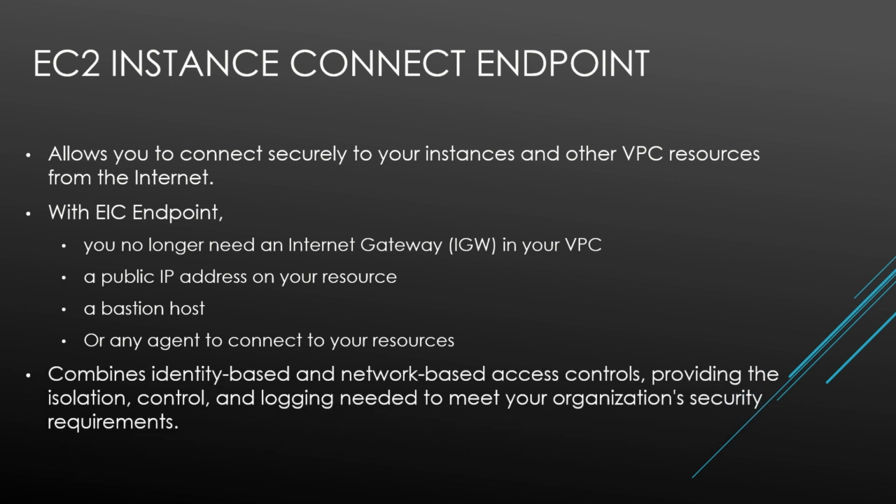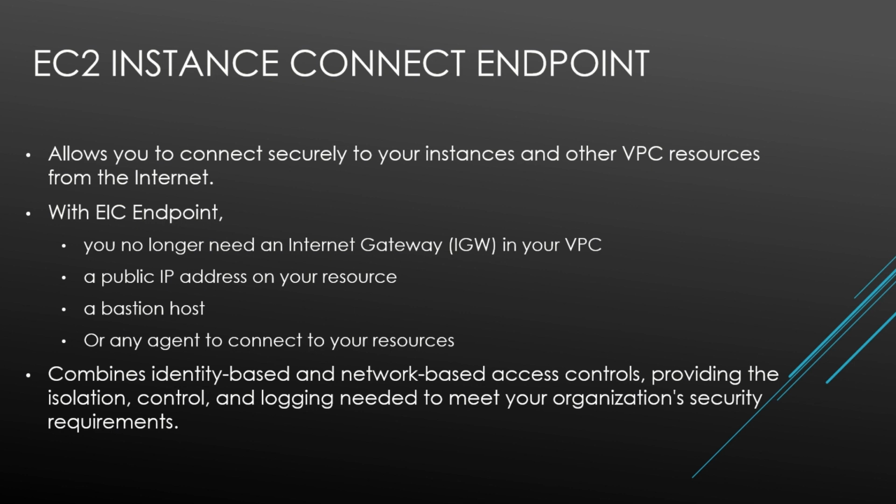Amazon EC2 Instance Connect endpoint combines identity-based and network-based access controls, providing the isolation, control, and logging needed to meet your organization's security requirements. The EC2 Instance Connect endpoint service allows users to connect from the internet to their instances that are in private subnets. The endpoint in the private subnet acts as a private tunnel so that the user can connect to their instances in the private subnets.